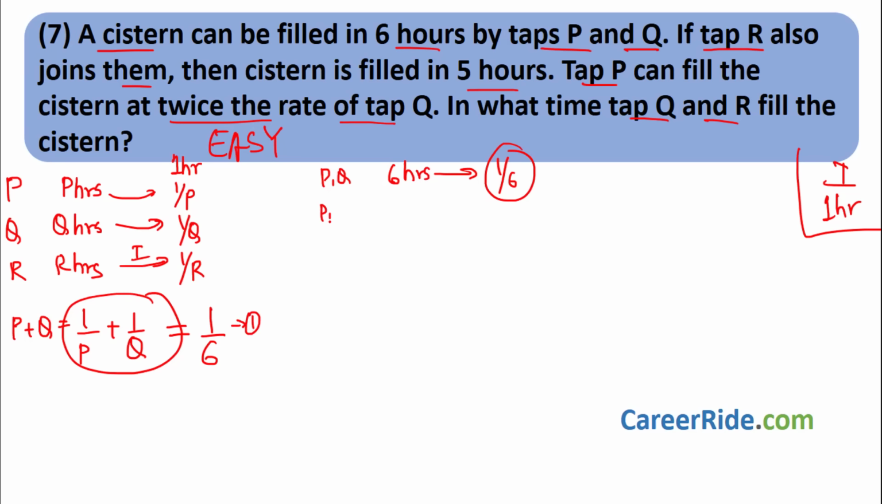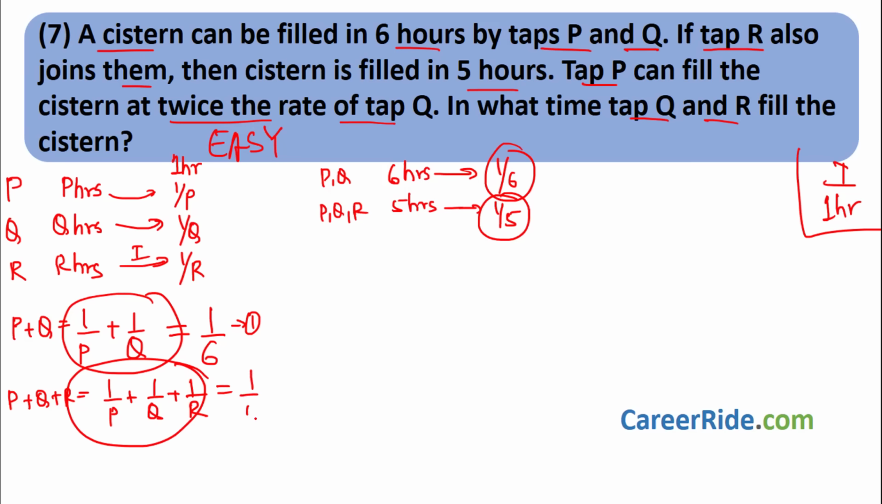Same way, they have given that P, Q and R fill the entire tank in 5 hours. So in 1 hour, P, Q and R fill 1/5 of the tank, right? Because we simply invert. Now over here, when P is on, Q is on and R is on, work done in 1 hour is what? Work done by P in 1 hour plus work done by Q in 1 hour plus work done by R in 1 hour, right? But this is nothing but 1 by 5, because we already know that if in 5 hours the tank gets filled, in 1 hour 1/5 gets filled. So 1 by 5 is nothing but 1 by P plus 1 by Q plus 1 by R. This is the second equation.